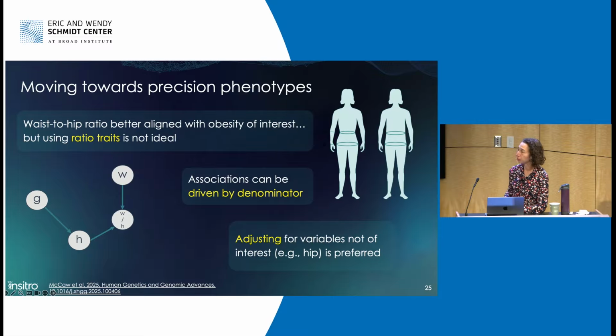So as an alternative to BMI, one can consider waist to hip ratio. This is still a rudimentary measure, but it better approximates abdominal fat that's associated with the kinds of negative metabolic and cardiovascular outcomes we're interested in. However, as we showed in this paper, using ratio traits can be problematic because the discovered associations can be due to causal relationships just with the denominator. And typically, when we're using these kinds of ratio traits, we're interested in the numerator adjusted for the denominator. Also, as discussed in this paper, directly taking that approach tends to be preferred.